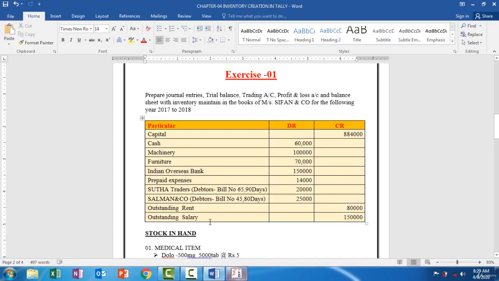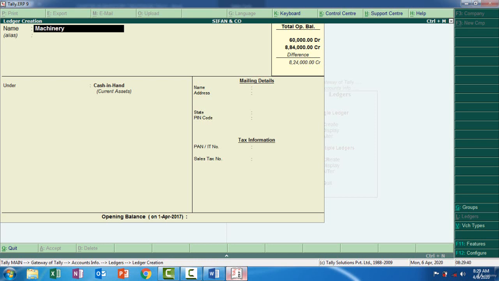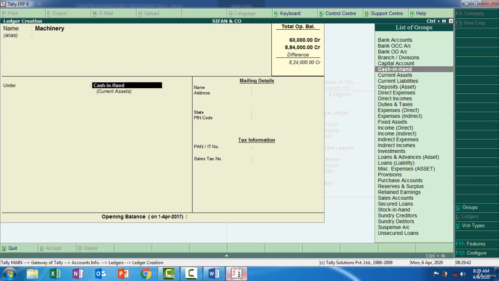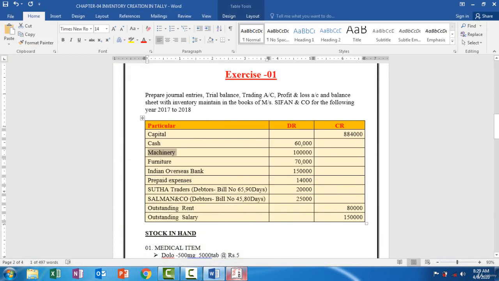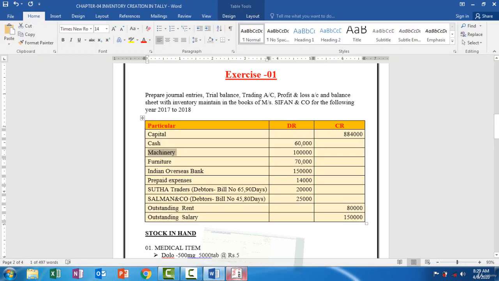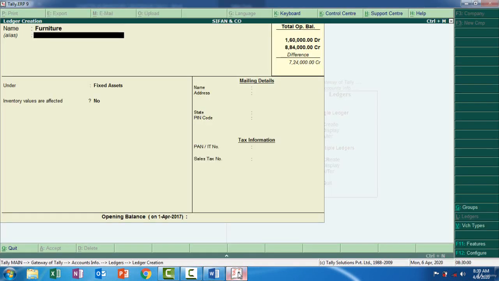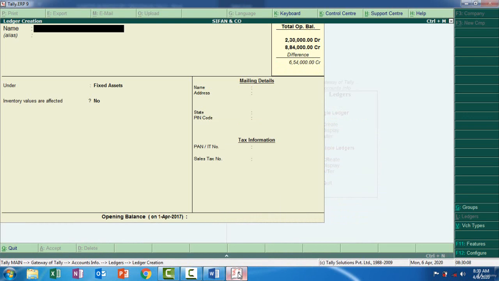The next one is machinery. Machinery comes under the fixed assets. So I'm going to type machinery. It comes under fixed assets, so I'm going to choose fixed assets. The amount is 100,000. The next one is furniture. Furniture is also a fixed asset of the company. So I'm going to type furniture, and under fixed assets the amount is 70,000. I'm going to enter 70,000.